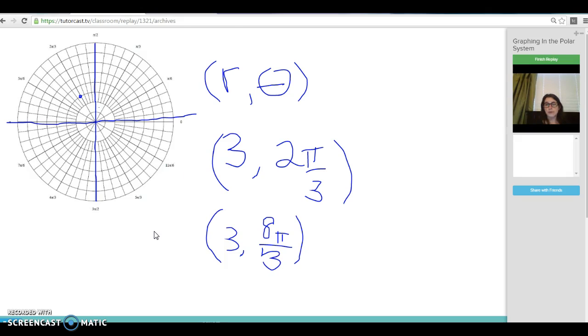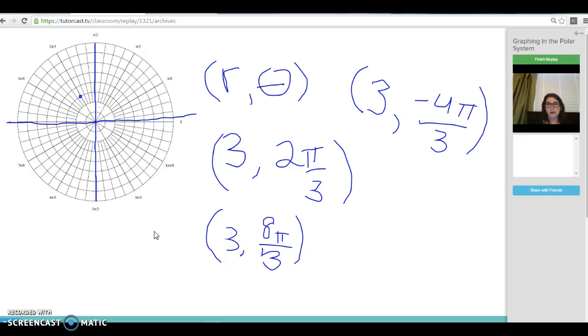Another way we can represent polar numbers is by subtracting 2 pi. So my radius still would be 3, and my angle would be 2 pi over 3 take away 2 pi, or take away 6 pi over 3. So my angle is negative 4 pi over 3.